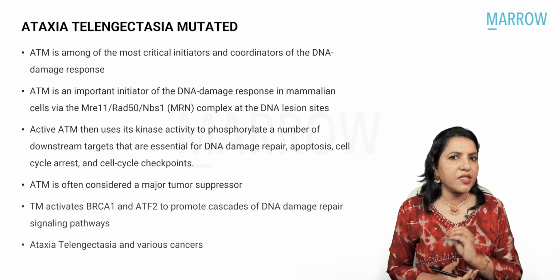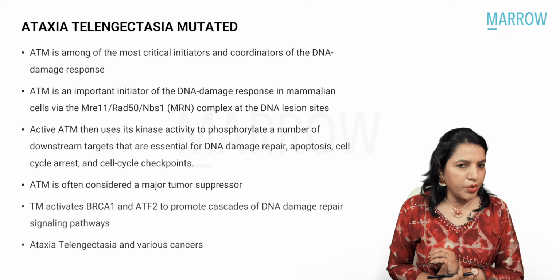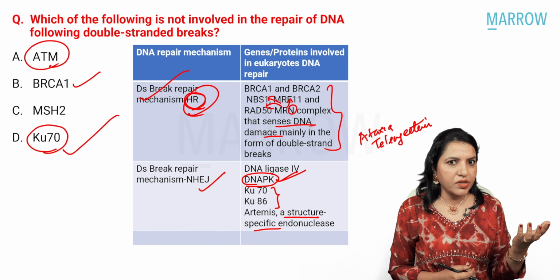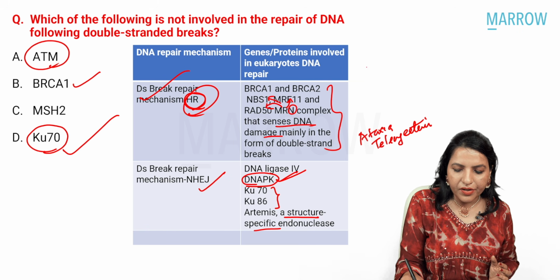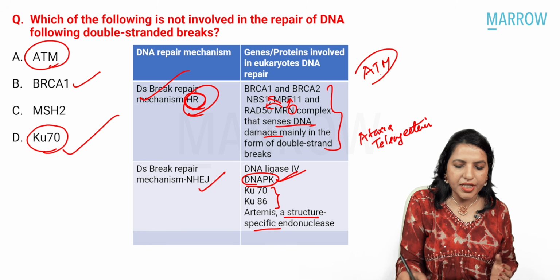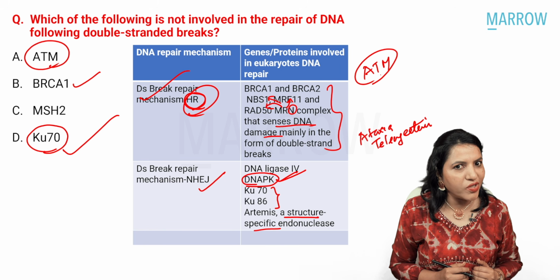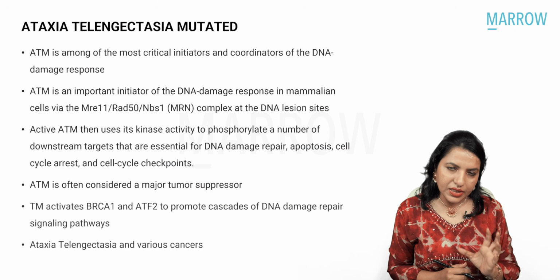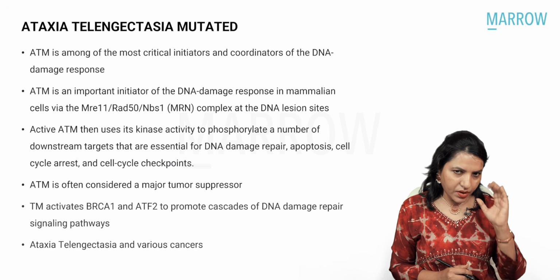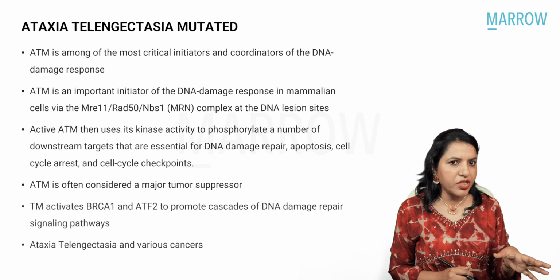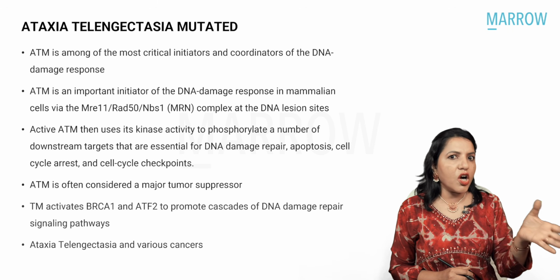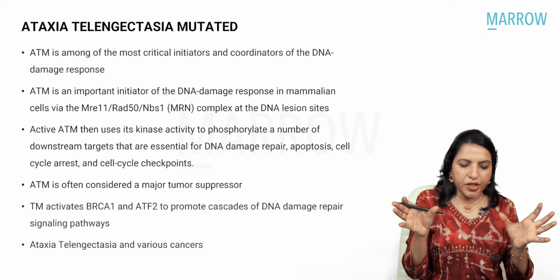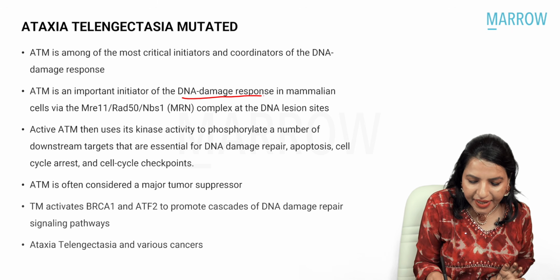Okay, now a few words about ataxia telangiectasia mutated. Even though I have told you many things about double strand break repair, I have never involved the protein called ATM among the proteins in the double strand break repair mechanism. Why? Because the role of the ATM gene and its protein is not direct repair. The important thing is that it is the DNA damage response.